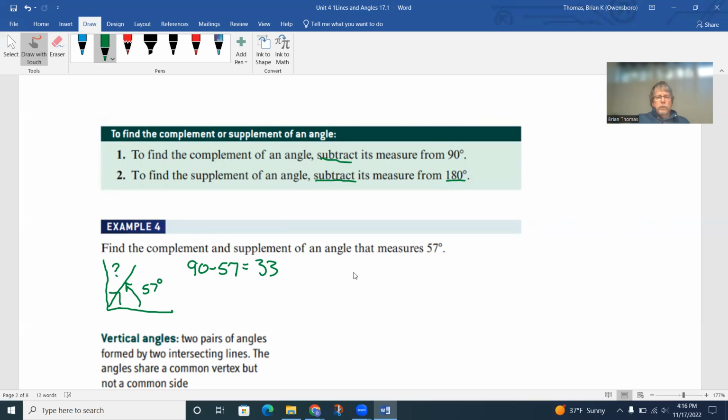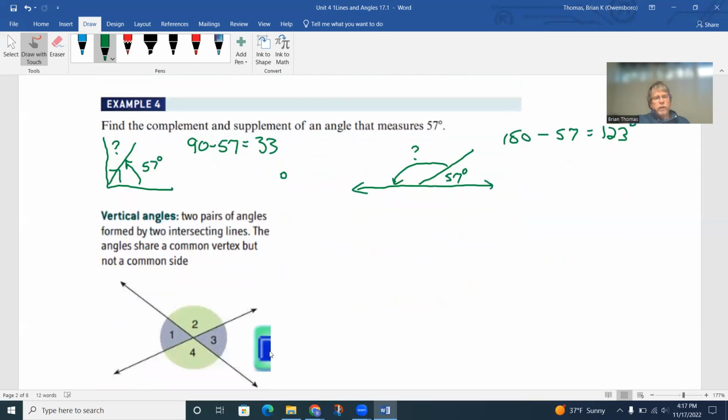Supplementary means that we have the straight angle involved. So if I have this 57-degree angle here, the supplement is the part that we have to add to that to get the 180. The easiest way is to go 180 take away 57. So 180 take away 50 would be 130. Take away 7 would be then 123. So 123 degrees and 33 degrees.